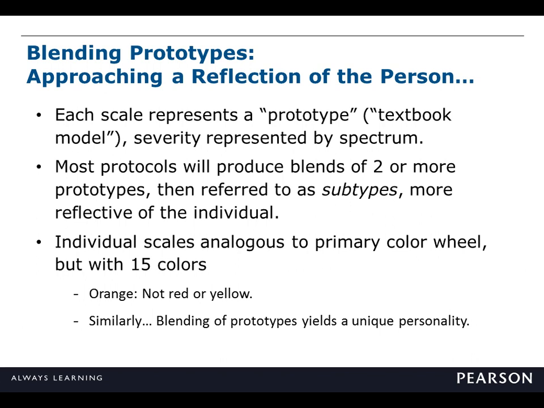And the individual scales, again, I've alluded to this before, and I want you to keep this idea in mind, is that those scales are analogous to the primary color wheel, except that the primary color wheel in this situation has 15 different colors. So you can imagine that there are many different combinations, some much more common than others. But when you have these combinations, you no longer have just the categorical model for something, but something that you can much more descriptively bring into the room with you. And that's where we're going to be going next.